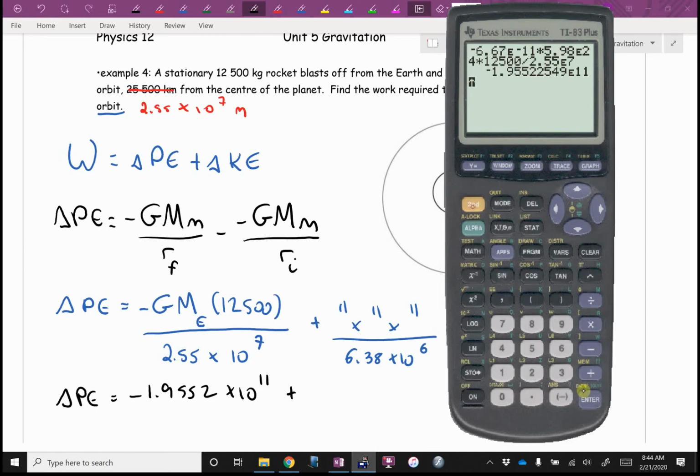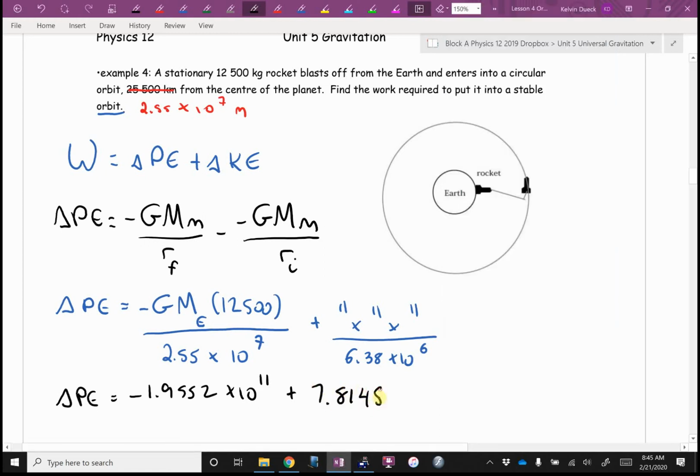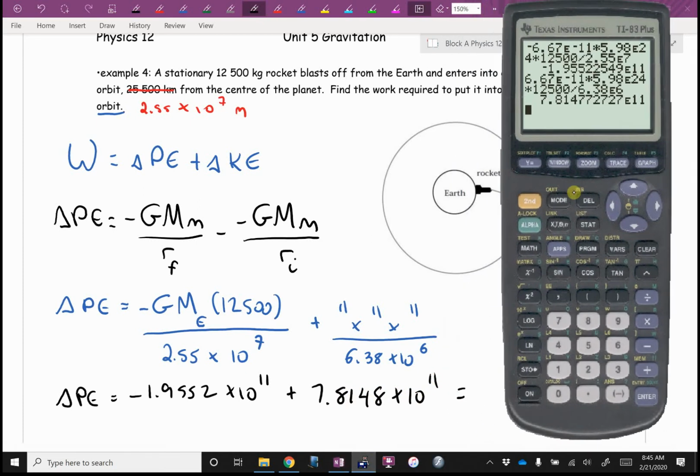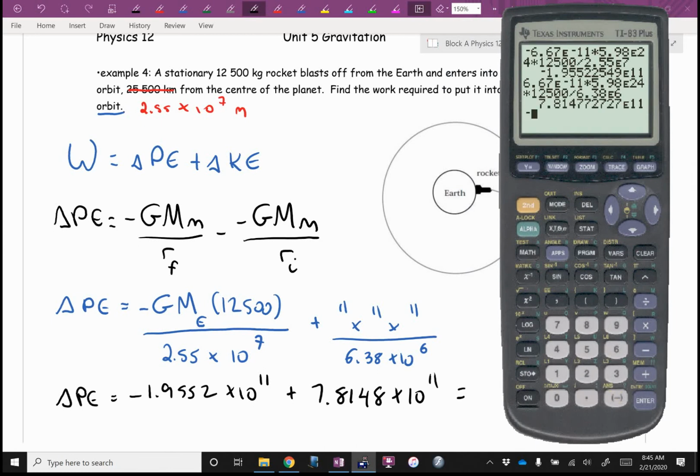Okay. And then we use our backspace edit trick. I delete the negative, and R is just going to be 6.38 times 10 to the sixth. Positive. 7.8148 times 10 to the 11th. So it's going to be negative 1.9552 scientific notation button 11 plus 7.8148 scientific notation button 11.